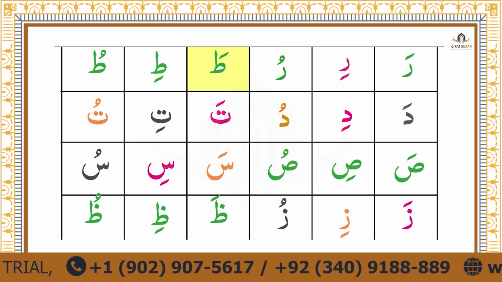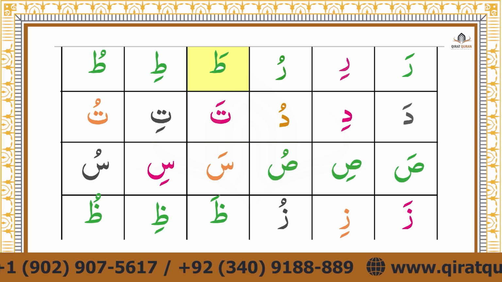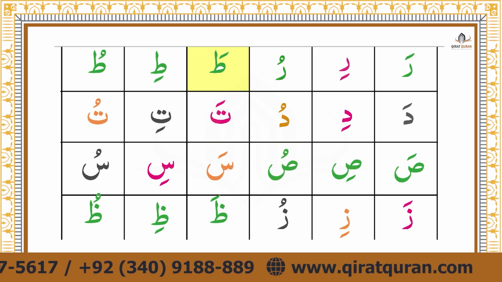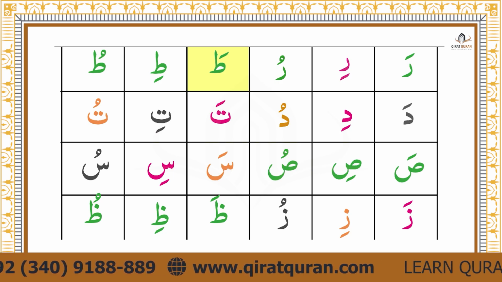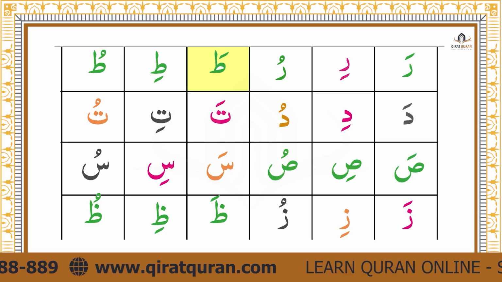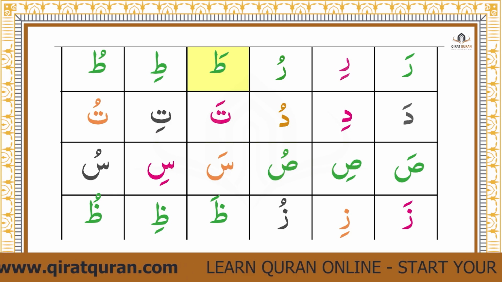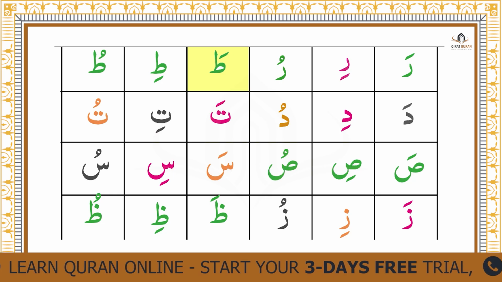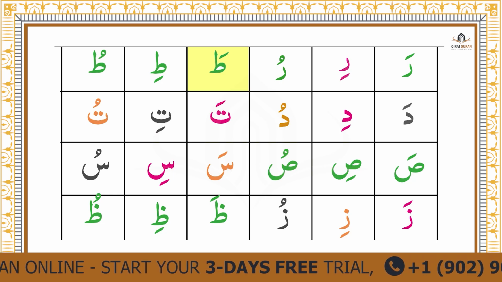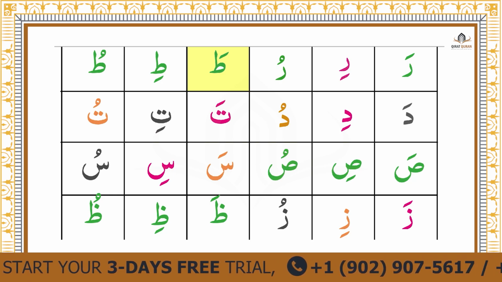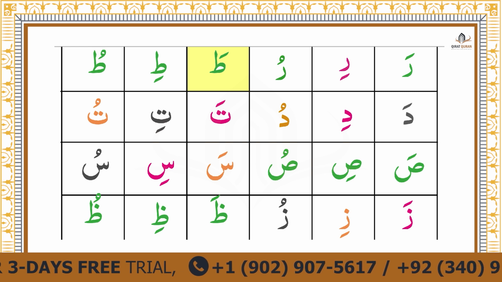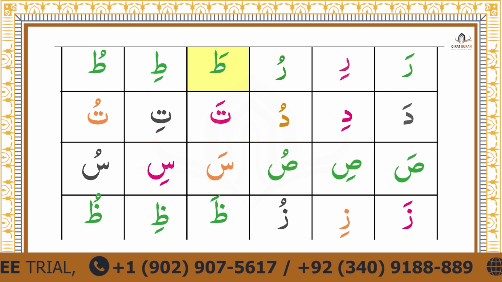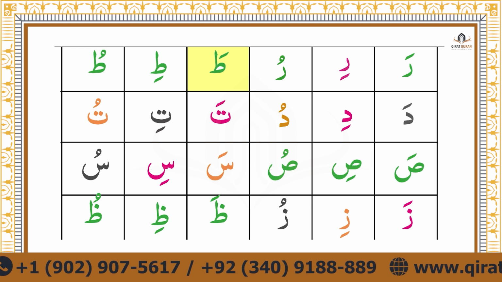The next letter we have is Ta. This is one of the bold letters, so you have to read it bold. Ta, Fatha, Ta. Ta has Fatha here. So first we will read the letter, then the sign, and at the end, the sound. Ta, Fatha, Ta.